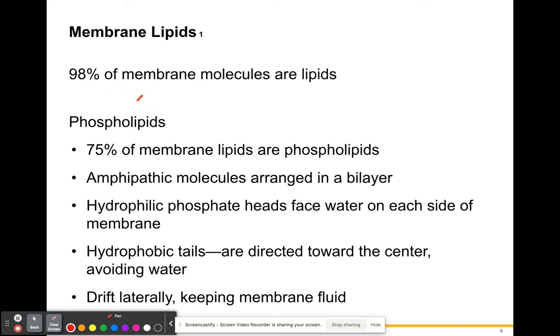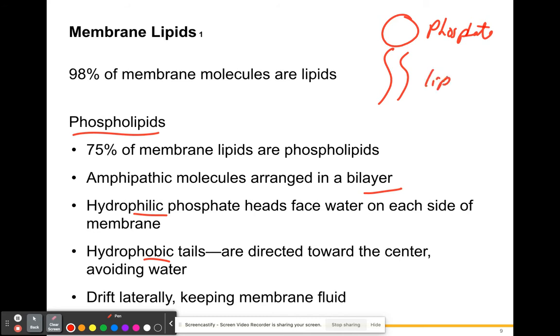98% of the membrane are lipids. 75% of that 98% are called phospholipids, like I just told you. Okay. Forms in a bilayer. Now there are two words that we need to know, hydrophilic and hydrophobic. The phosphate and our lipids. So this is the phosphate. This is my lipid tails.